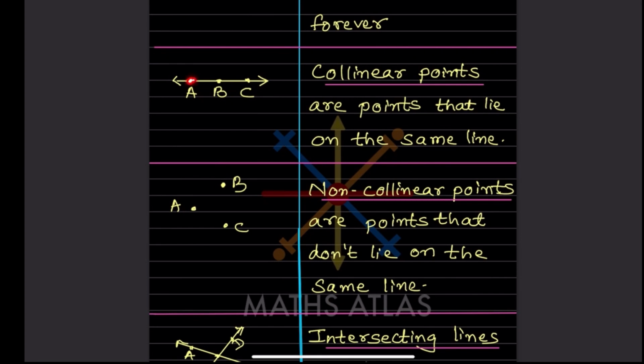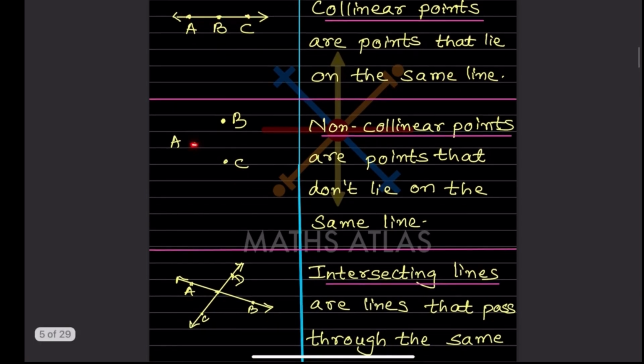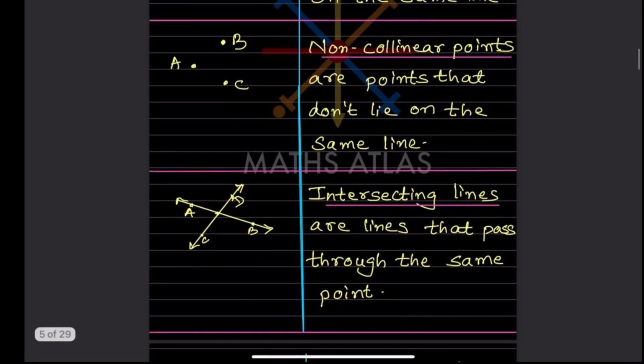Now you can see here there are 3 points on the same line. These are called collinear points. Collinear points are points that lie on the same line. Now you can see the points are not on the same line. So these are called non-collinear points. Non-collinear points are points that don't lie on the same line.